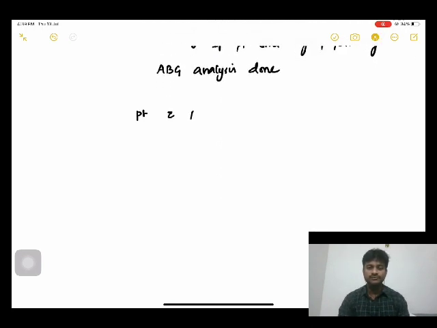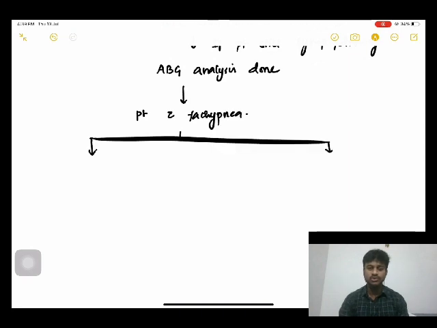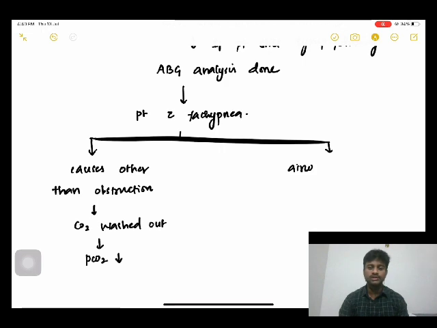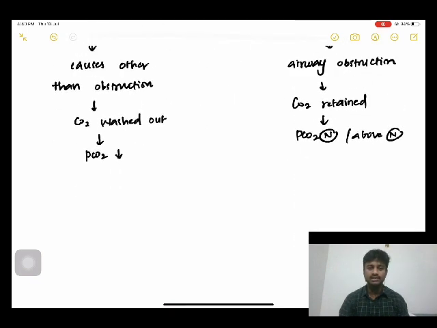In general, if a patient is tachypneic due to causes other than airway obstruction, CO2 will be washed out due to the increase in the respiratory rate. In case of airway obstruction, CO2 will be retained and the partial pressure of carbon dioxide in ABG will be near normal or above normal, that is above 40 millimeters of mercury.